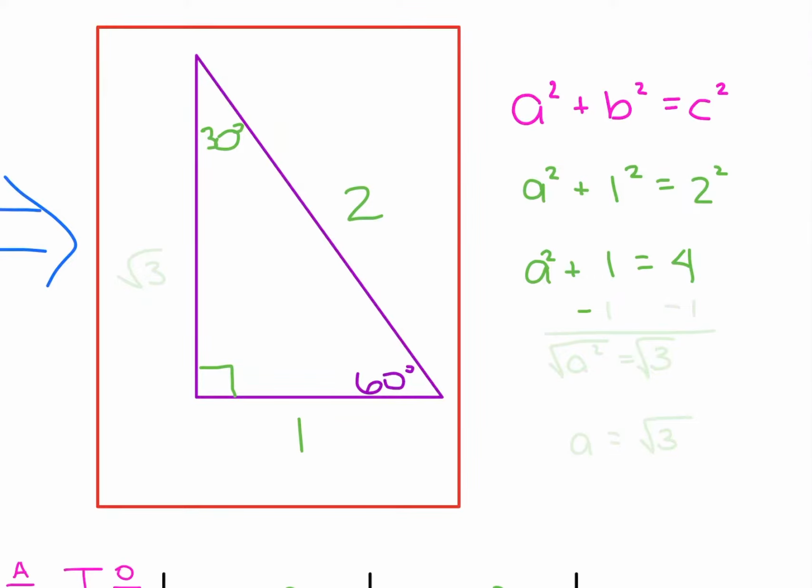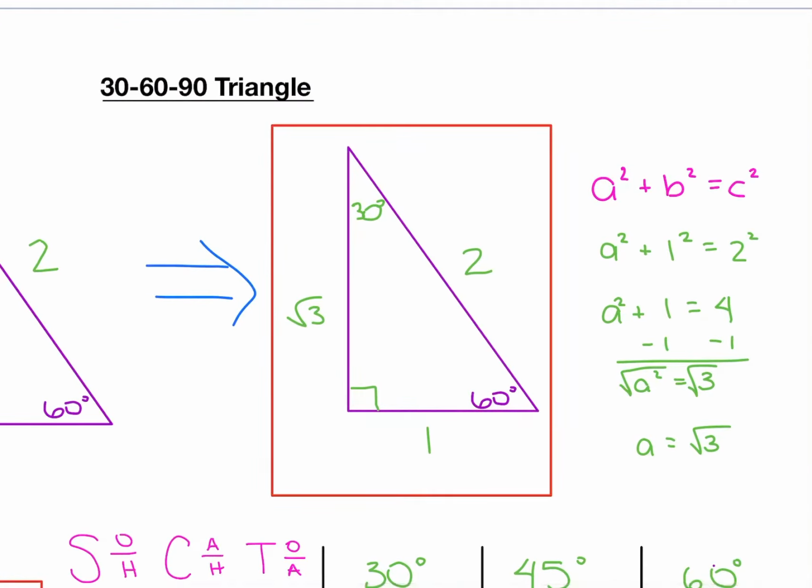So we can subtract 1 from both sides, and we're left with a squared is equal to 3. Since we have to get rid of the square, to get rid of a square, we can always take the square root. So now we know that a is equal to the square root of 3. So now we know that this last side is the square root of 3. So this is our 30, 60, 90 triangle.